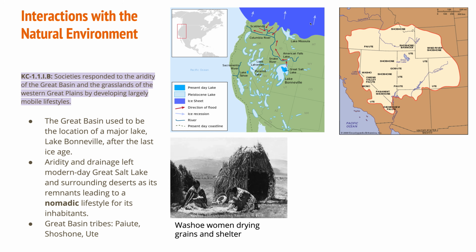So our next key concept here is societies responded to the aridity of the Great Basin and the grasslands of the Western Great Plains by developing largely mobile lifestyle. So the first thing we need to establish is exactly where the Great Plains are. And so on the map to the right here, you see that it goes as far west as California and Oregon, as far east as Colorado and Wyoming, and then the southern edge is the north of Arizona, and the northern edge is Montana and Idaho.